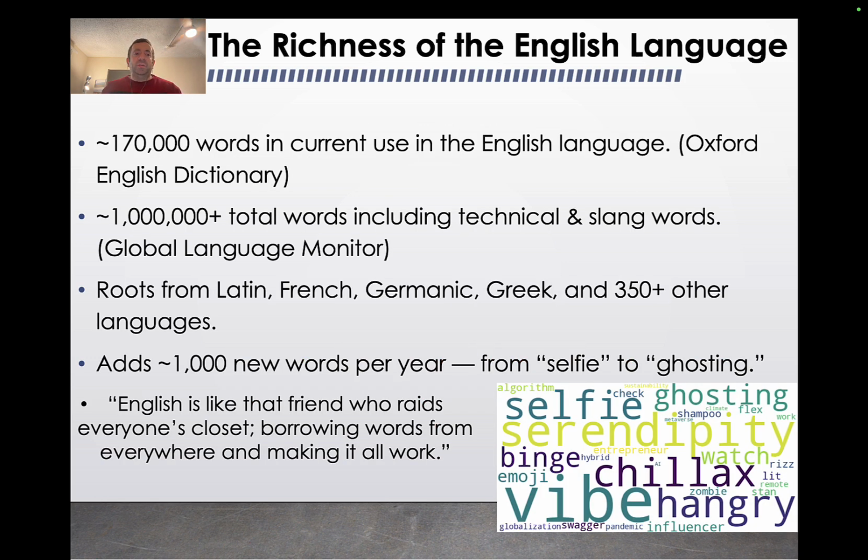The richness of the language. Again, I'm talking scope and scale, it's huge. Looking at the Oxford English Dictionary, which is massive. If you ever want to look at the largest English dictionary, I think Oxford has it. There's 170,000 words, give or take, in current use in the English language.